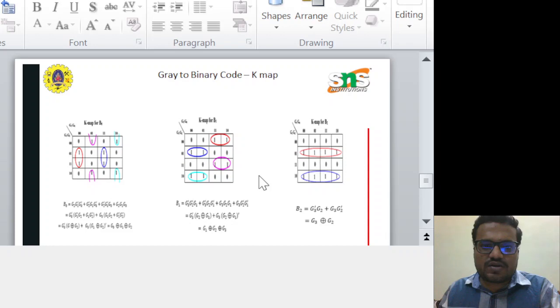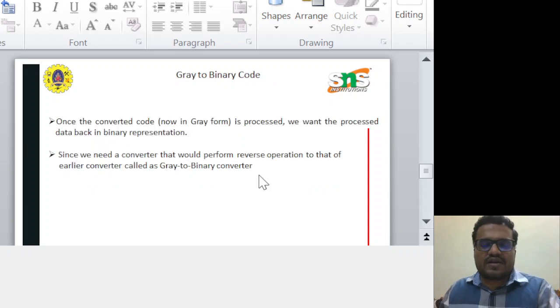Next, we are going to see gray to binary code. So far we have discussed binary to gray code operations. Next is the gray to binary code operation. It is the reverse operation. The same concept, the same operation will be executed, but the inputs are changed, with the operation in a reverse manner.